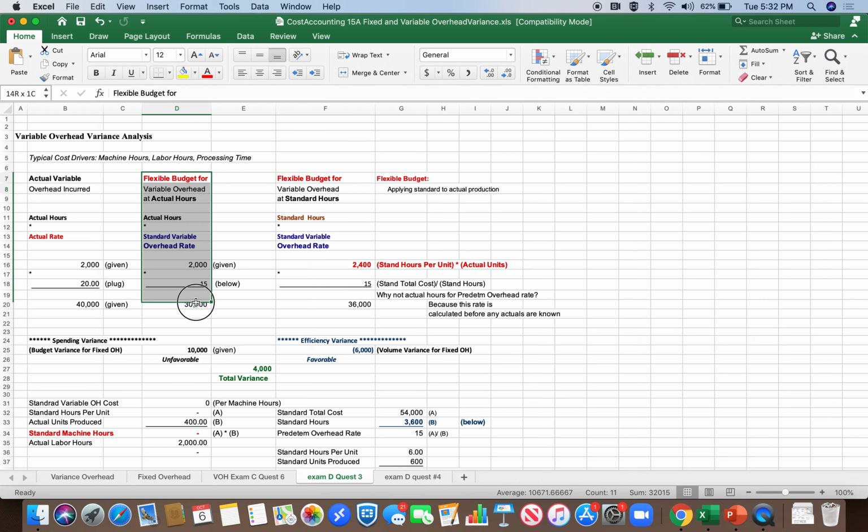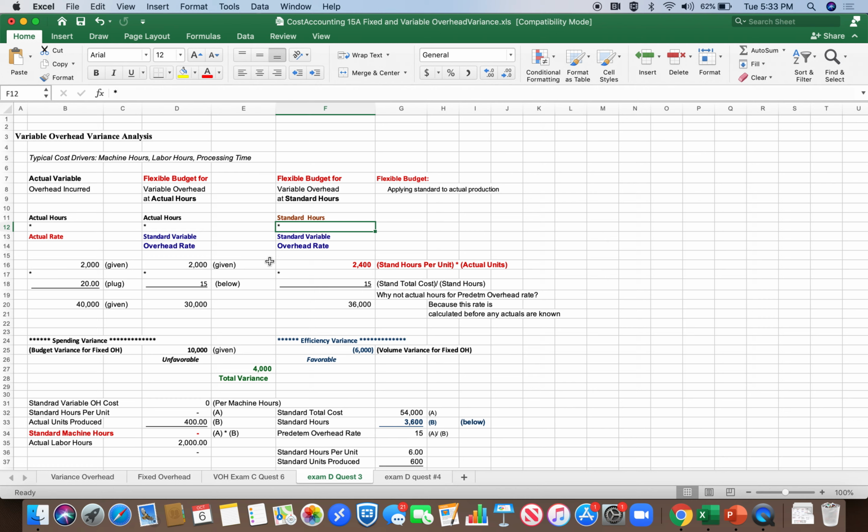And in the middle, we have a combination, the flexible budget at actual hours. In the middle, we use actual hours from the left. We use standard variable overhead on the right. So this middle column is a combination of the columns on the left and the columns on the right. And it's important to note that the cost driver, the thing that causes you to incur costs when it comes to variable overhead, are typically measurements like machine hours, labor hours, or processing time. We need some sort of activity level to allocate overhead because, again, overhead cannot be directly applied to production.